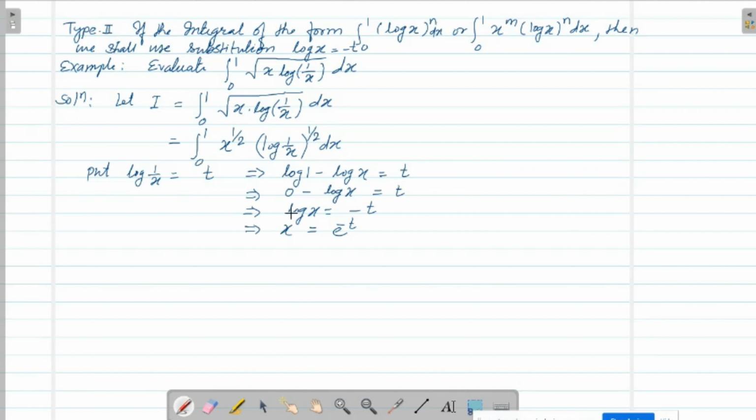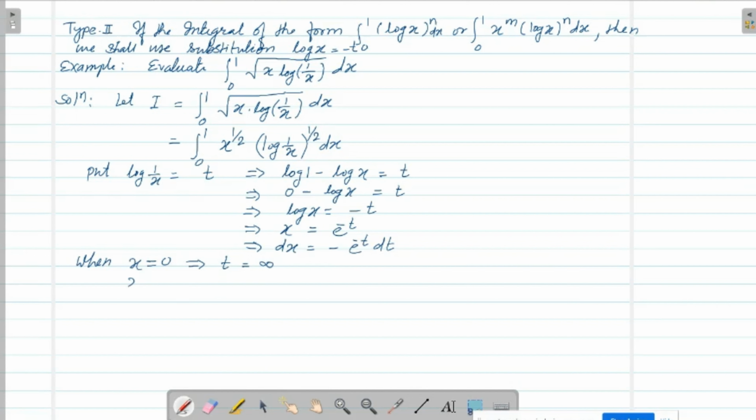Now we differentiate with respect to t. Just differentiate this, so you will get dx equal to minus e raised to minus t dt. Now what do I have to do? Just change the limit. Whenever you use substitution, you have to change the limit. When x equal to 0, then t equal to infinity, because 1 upon 0 is infinity, and log infinity is infinity.